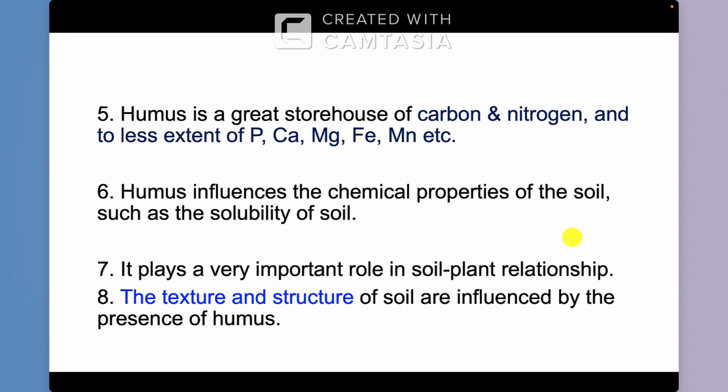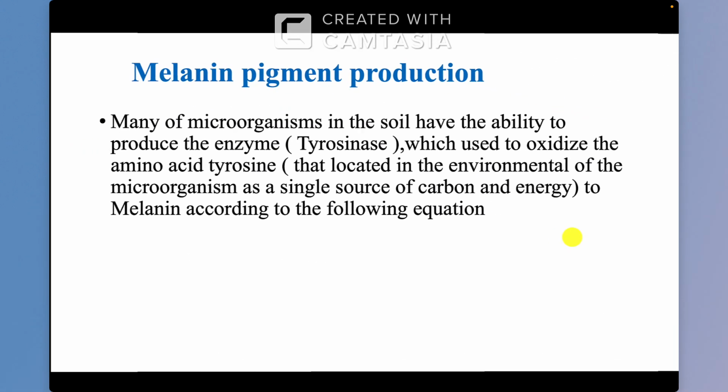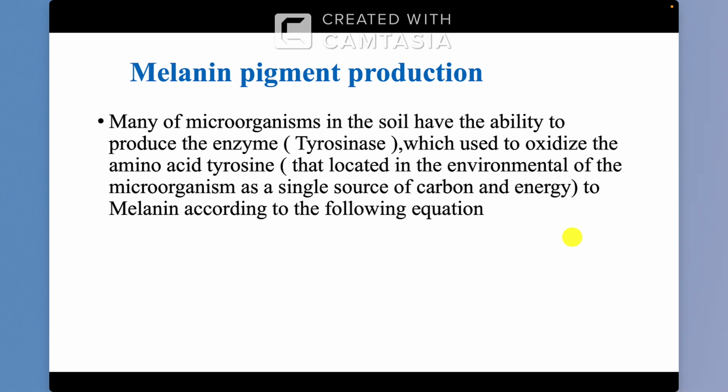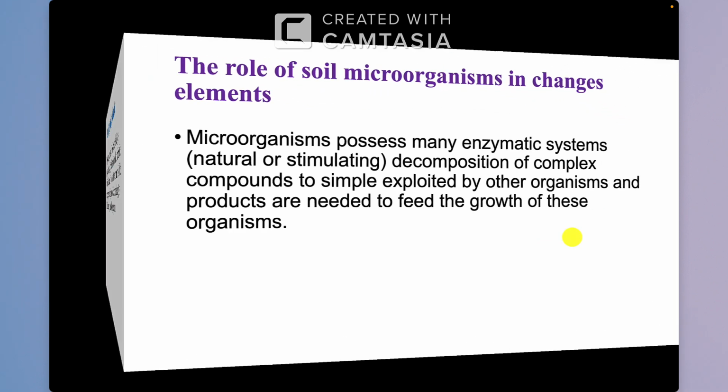Also, humus is a great storehouse of carbon, nitrogen and salts, influences the chemical properties of the soil, and plays a very important role in the soil-plant relationship and the texture and structure of the soil. In soil, many microorganisms have the ability to produce enzymes like tyrosinase and others, used to oxidize the amino acid tyrosine in soil. This is in the environment of the microorganisms as a single source of carbon and energy, and it is converted to melanin according to a specific equation.